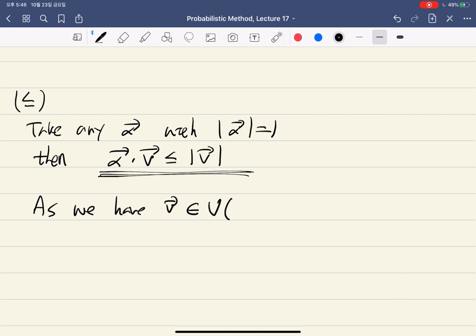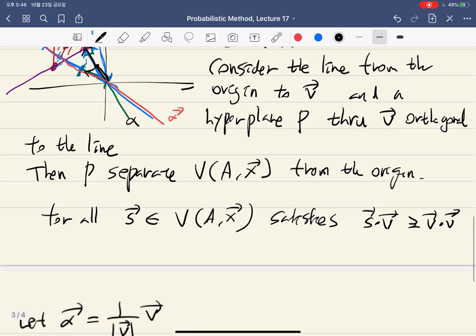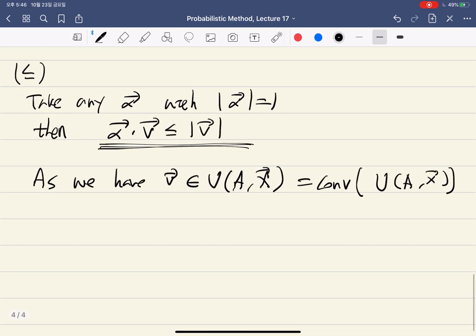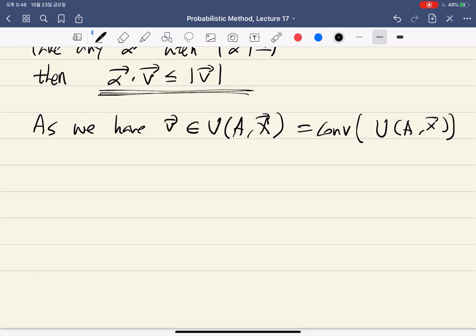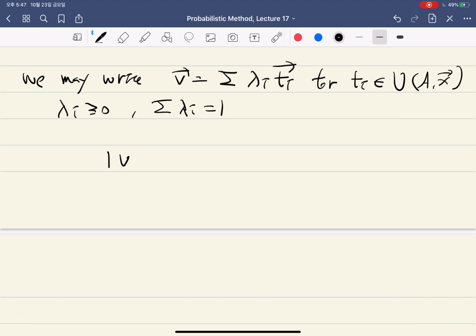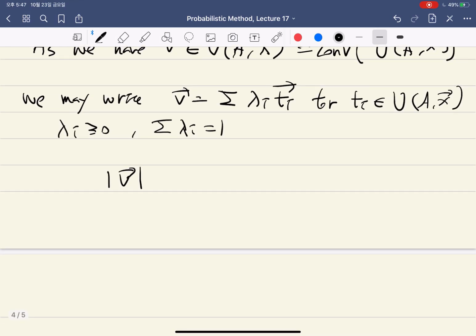this V is actually in this convex hull of U. So this one vector does not correspond to a point inside of A, but it corresponds to a convex combination of other vectors which correspond to points inside of A. So we may write B is summation of lambda I, say Ti, for Ti in U, and lambda I positive, and summation of lambda I is 1. Then what do we have? Then this can be rewritten as this.